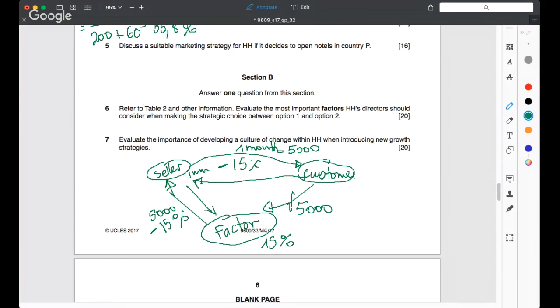Option 1 in country P, they want to open 10 hotels in country P, high income, located 500 kilometers from country Z. It's quite competitive. No, those options 1 and 2, option 2 is closing 3 hotels. Oh, okay. It's not about those ones. Those were the first suggestion. Let me see the question here.